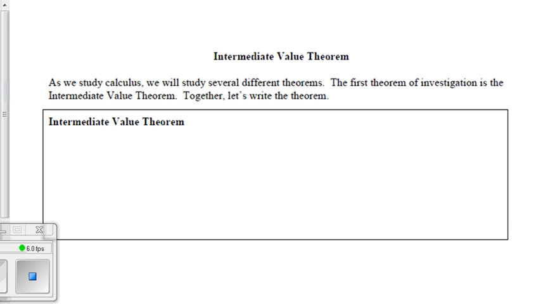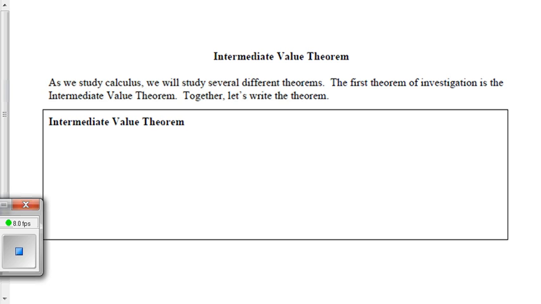Unit 1, Calculus, Day 7 notes. The first theorem of investigation that we're going to study is the intermediate value theorem. I'm going to write it down. Intermediate, I always think of intermediate swim lessons. There's advanced, there's beginner, and then in between is intermediate.